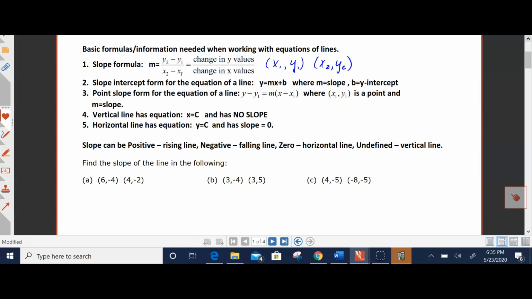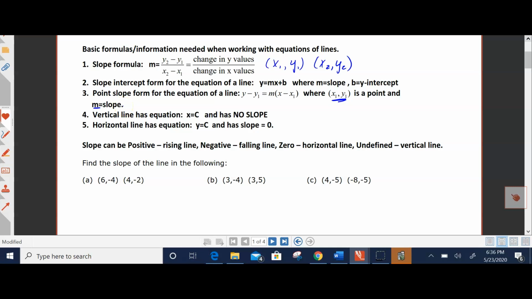We'll also use the slope-intercept form for an equation of a line. That equation looks like y = mx + b, where m is the slope and b is the y-intercept. We'll also work with the point-slope form for the equation of a line, which is used when we're given a point and the slope. All we have to do is plug in x1, y1 in these two positions, and plug the slope in that position, and we can find the equation of a line. It's called point-slope because you need a point and a slope to use this equation.